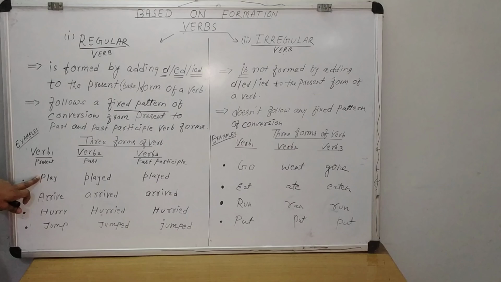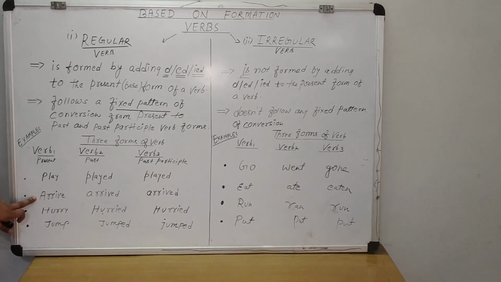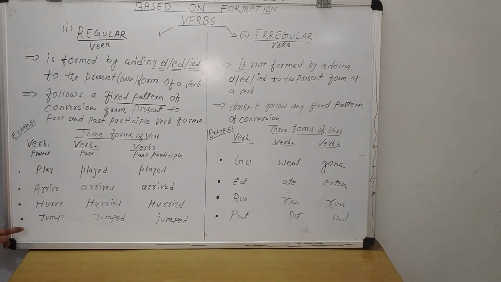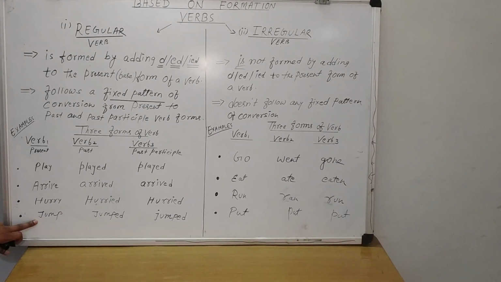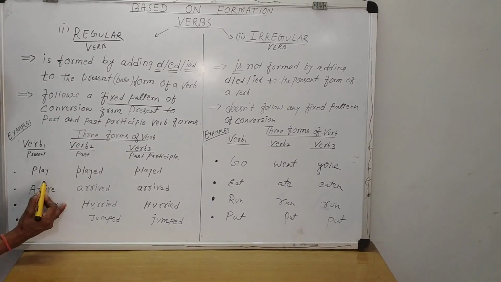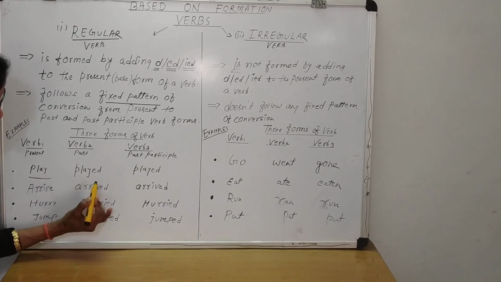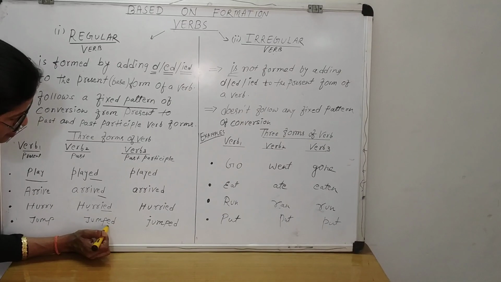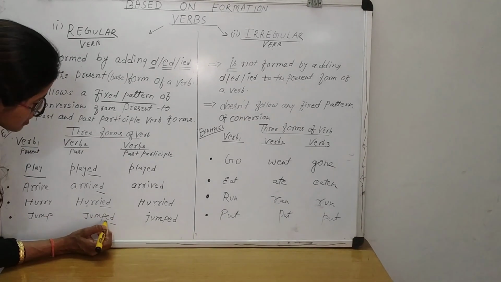So, play is an action word. Again, arrive is an action verb. Hurry again is a verb. And the last one, jump, again is a verb. And see the formation. So, it is the base form, but here what has been added? Ed and id to form the rest of its past forms.